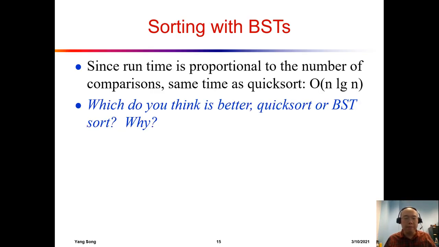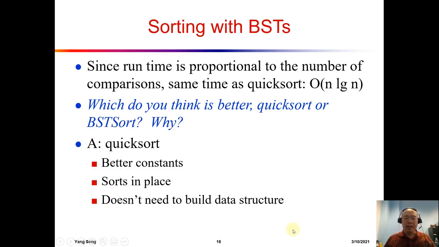Okay, and then the next question is, it seems that we have a similar sorting algorithm between binary search tree based sorting and quicksort. My next question is, which one is better, quicksort or binary search tree sort, and why? So think about this. Which one do you prefer? It seems that binary search tree sorting is really easy, right? So is binary search tree sorting really better? The answer is no. Quicksort is still the winner. Why?